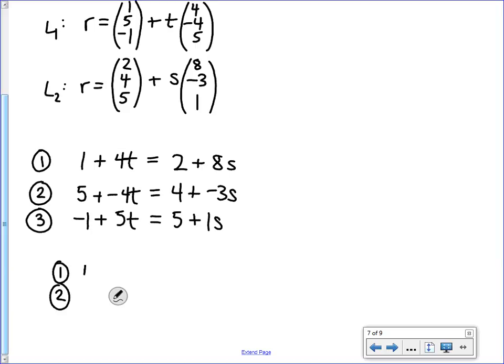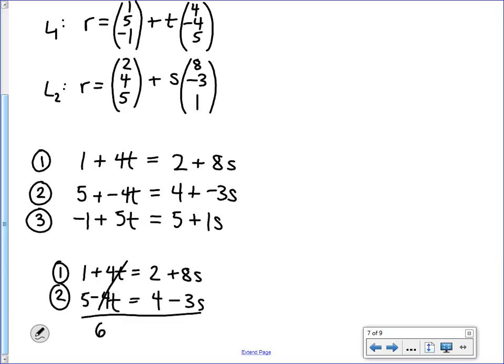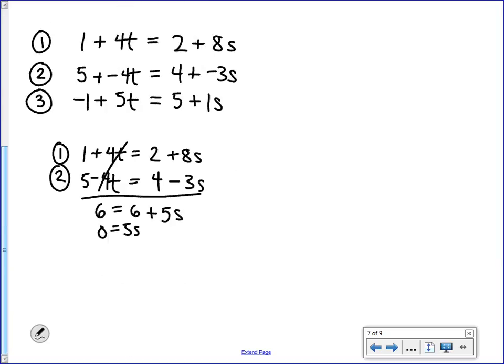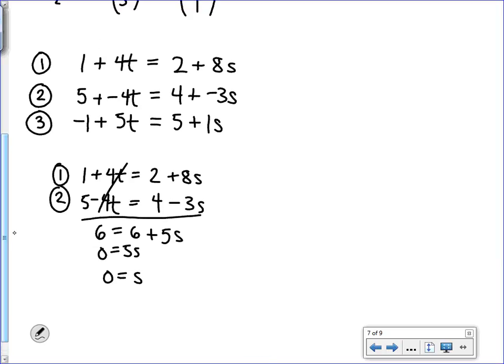I'll use the elimination method because I can see that they're pretty well set up for the elimination method. The t's are actually already set to cancel. Minus 3s. Okay, so the t's will cancel. I'll have 6 equals 6 plus 5s. 6 minus 6 is 0. 0 equals 5s. Therefore, 0 equals s. All right, so I've solved for s is 0. I will plug that back into, let's say, equation 1. Doesn't really matter which one you plug it into, as s in order to solve for t.